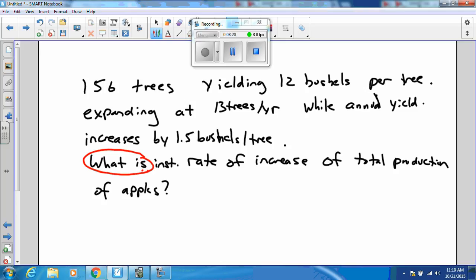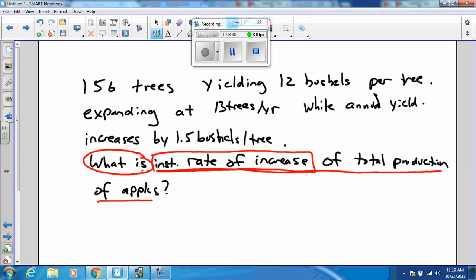What is? We want to know what is something, and that something we're trying to find is the instantaneous rate of increase of the total production of apples. This is what we need to find. The reason that we zoom in on this is that the phrase instantaneous rate of increase is a synonym for what mathematical quantity that we've talked about? Bingo, it's a derivative. That's exactly right.